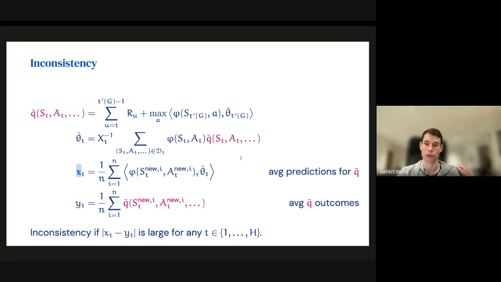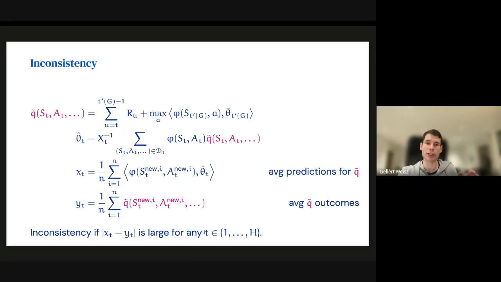So the x and the y will be the average predictions for q tilde, and the average q tilde outcomes on these new data trajectories that we collect. So the xt will be the average inner product of the tth stage, the ith, because we do this i going from 1 to n, we do n unrolls. And we always look at the average prediction for q tilde, and then we also look at the average q tilde outcome for this new data set, and then we look at whether the difference between them is large for any stage t. And so if it is large, then that means you didn't predict well.